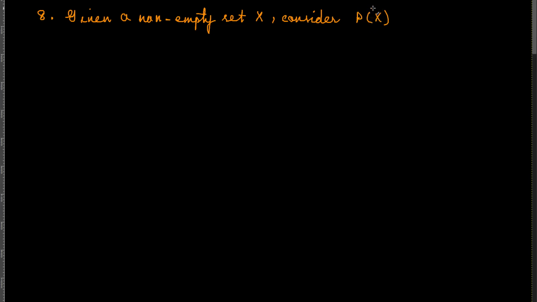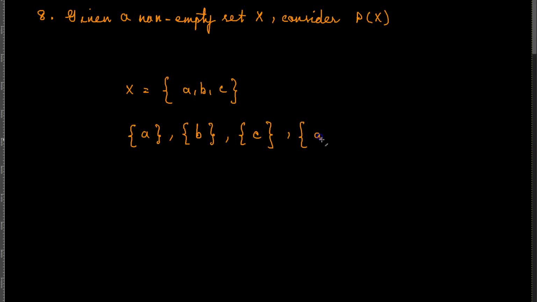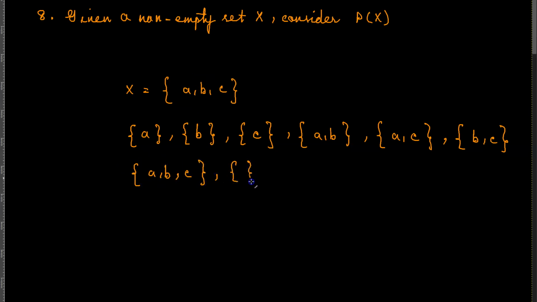basically all of the subsets of X, meaning that if you have some set X which has some elements in it, for example A, B, and C, then all of the subsets of X would be a set containing A, a set containing B, a set containing C, and then another set containing A and B, another set containing A and C, another set containing B and C, another set containing all of them, A, B, and C, meaning the set itself. And you would have the set containing nothing, which is the null set.